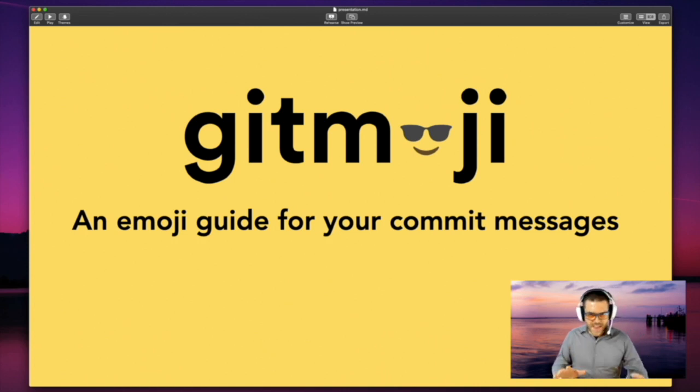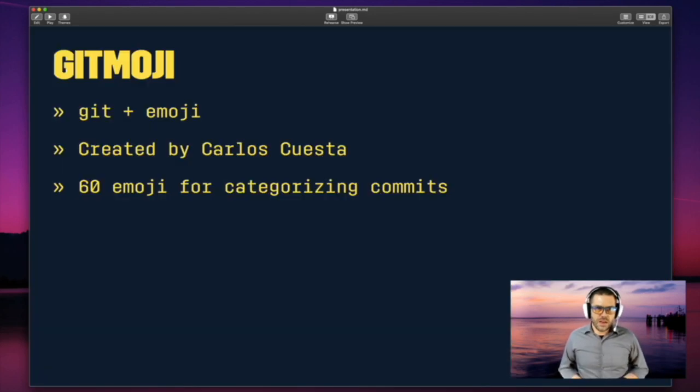Okay, so now, Gitmoji. This is really just an emoji guide for your commit messages. The name is pretty obvious. It's just a concatenation of Git and emoji. It was created by a young developer in Spain called Carlos Cuesta. It's just a set of 60 emoji for categorizing commits, and this may change over time because people are always adding new suggestions. But you don't have to memorize all 3,300 emoji, just a subset of these 60. We'll get into that in a little bit when we get to the tour.